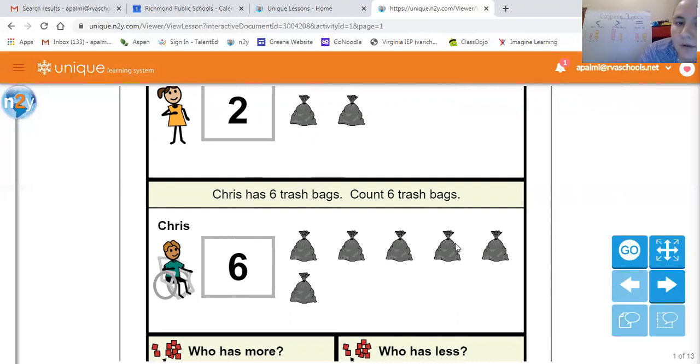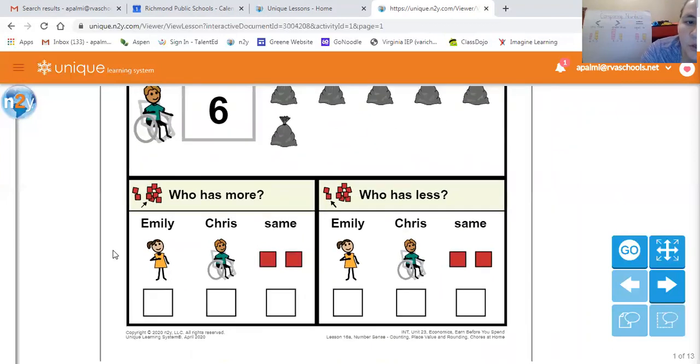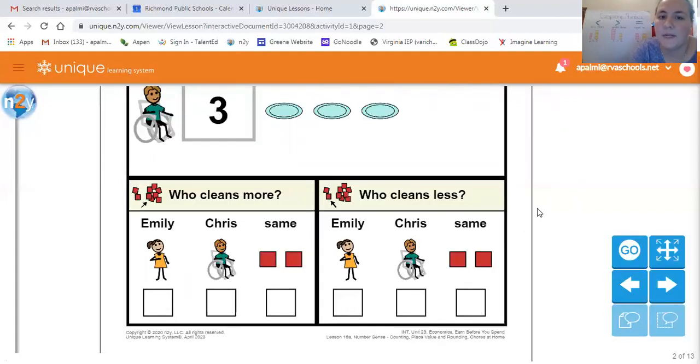So let's look down here at the bottom. Who has more? Well, we just said that the yellow ones that Chris has is more. So I'm going to click on Chris's name. All right. And then the other side said who has less. So if Chris had more with his yellow ones, then who would have less? The other person in our story, Emily, with just 2 trash bags would have less. So we will click Emily. All right, great job.